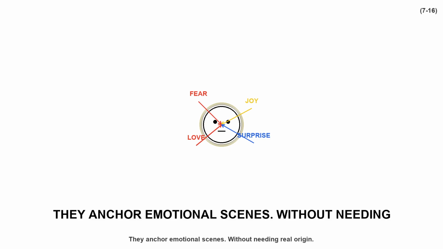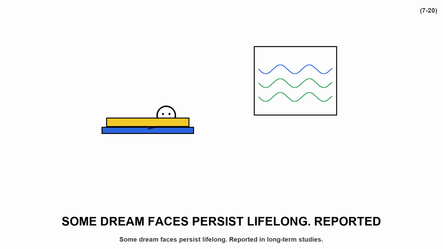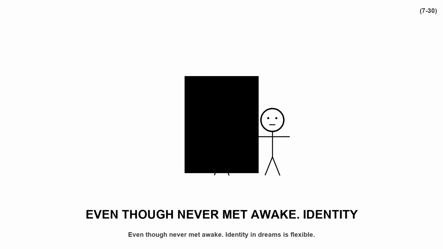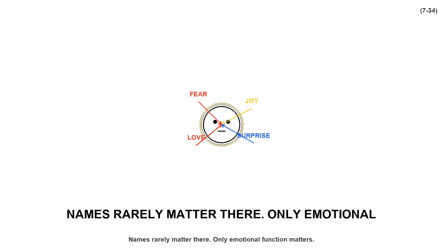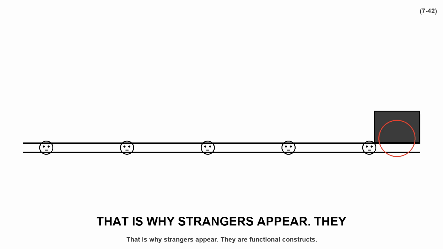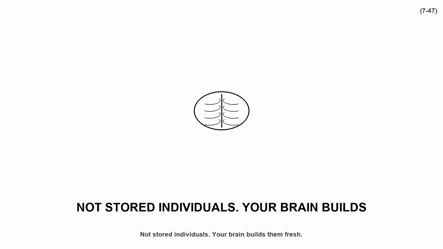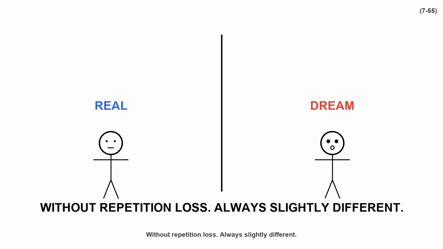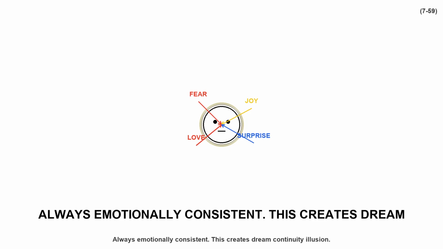They anchor emotional scenes. Without needing real origin. Some dream faces persist lifelong. Reported in long-term studies. People recognize recurring strangers. Across years of dreaming. Even though never met awake. Identity in dreams is flexible. Names rarely matter there. Only emotional function matters. Each character serves a role. Not a biography. That is why strangers appear. They are functional constructs. Not stored individuals. Your brain builds them fresh. From statistical facial models. Every single night again. Without repetition loss. Always slightly different. Always emotionally consistent.